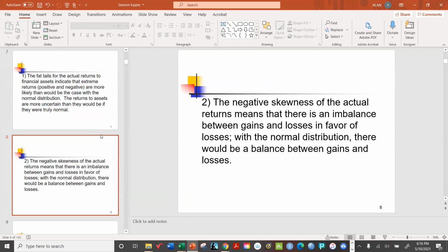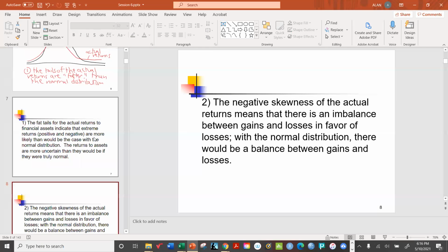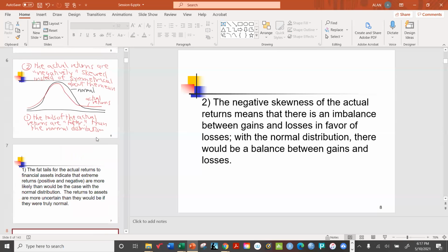So those are the consequences of this assumption not being, strictly speaking, correct. Now, it's not that far off. I don't want to give you the impression that the returns are not even close to being normal. They're very close, but there's a couple of ways in which they're different.